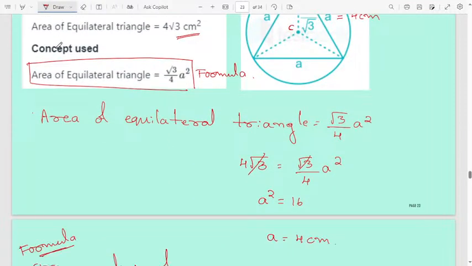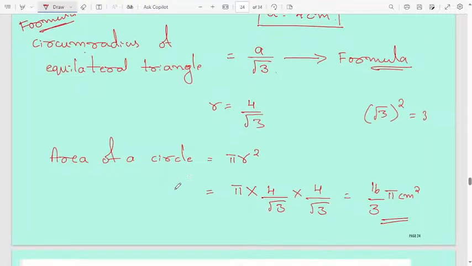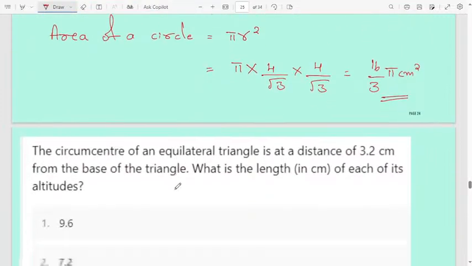Only you have to remember the formula. Area of equilateral triangle, root 3 by 4 a square, that you have to remember. Then circumradius of an equilateral triangle, a divided by root 3. Already you got the value of a is 4 centimeter. 4 divided by root 3. Then area of circle pi r square, directly you will get. Okay. Use the formulas. It will become easy for you.